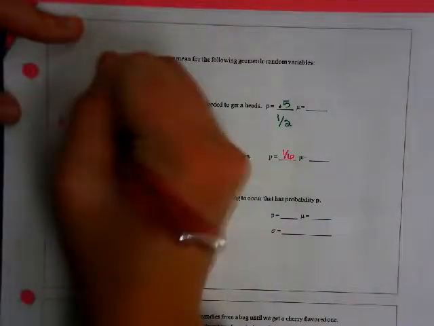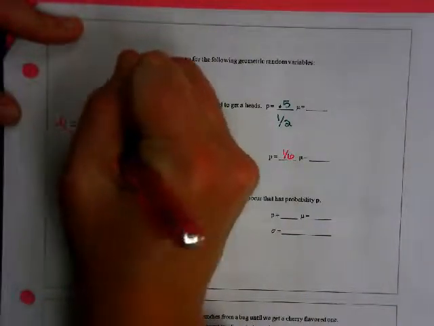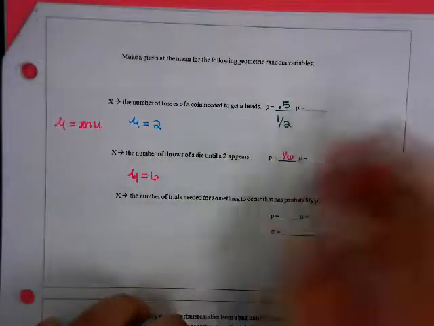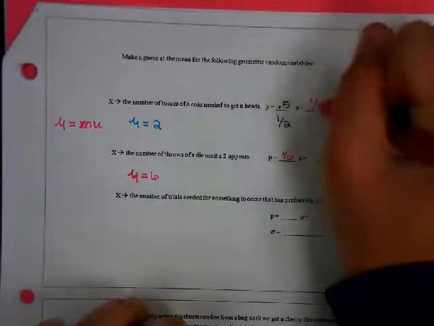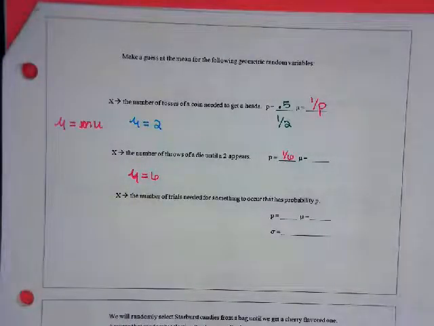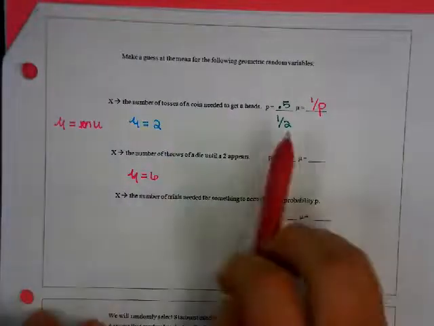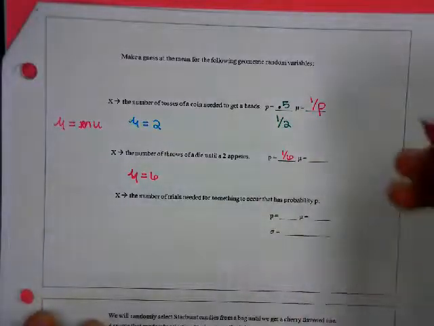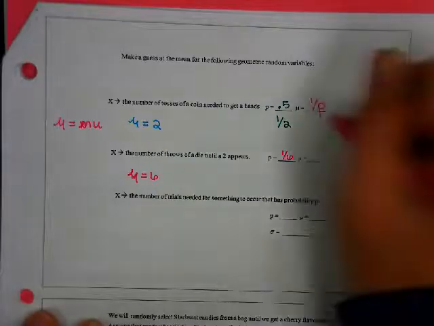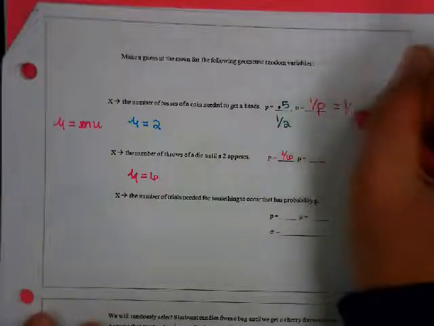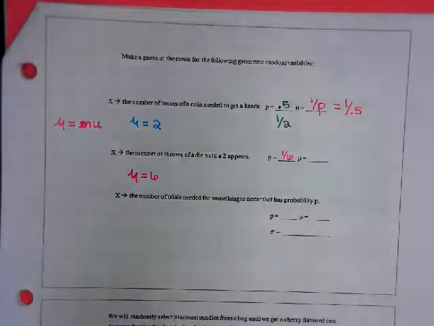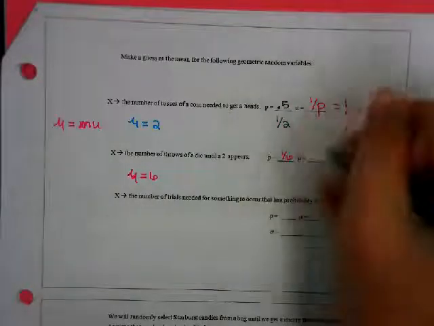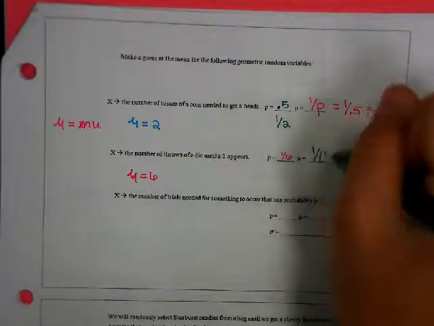All right. So to find your average for a geometric variable, you take 1 divided by p, which ends up giving you the reciprocal. If you work with the fraction, it'd be 1 over 1/2, which ends up giving you 2. Or you could do 1 divided by 0.5 and plug it into the calculator. You get 2. Here, 1 divided by 1/6. If you type that into the calculator, make sure you put the 1/6 in parentheses, and that'll give you 6.